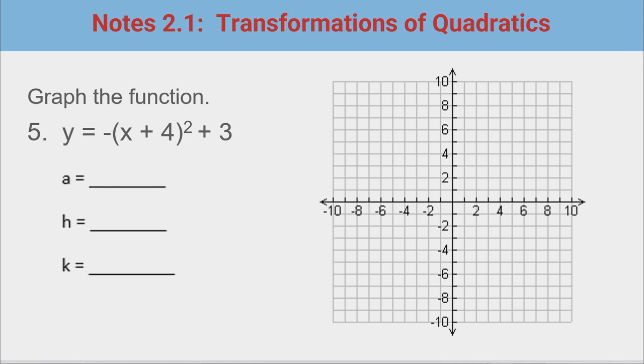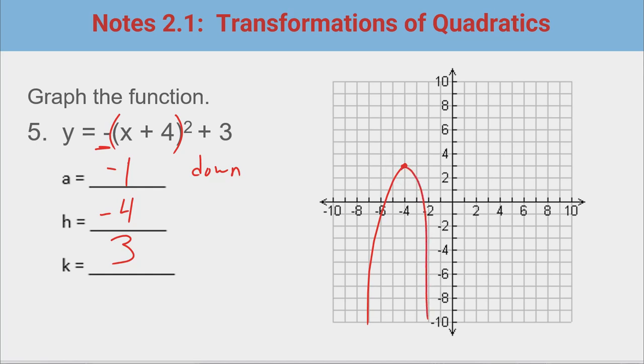For number 5, right, I have that negative out in front of my (x minus h) squared, right? So this negative means my A value is negative 1, which again controls the opening. So it's going to be a frowny, negative, downward opening parabola. My H value is the opposite of what I see in parentheses, and my K value is going to be the 3. So my vertex is going to be at negative 4, 3, left 4, up 3. And it is going to be a negative frowny parabola.